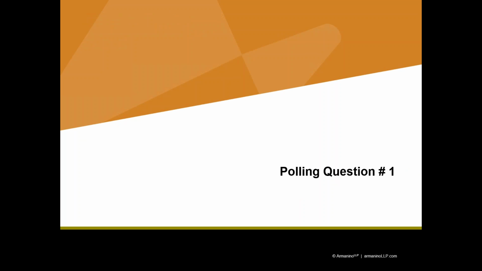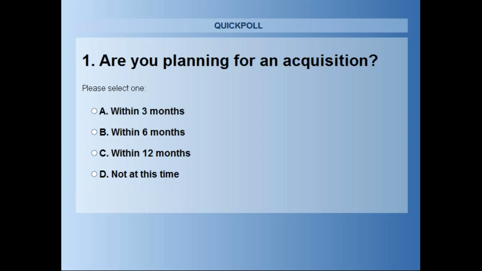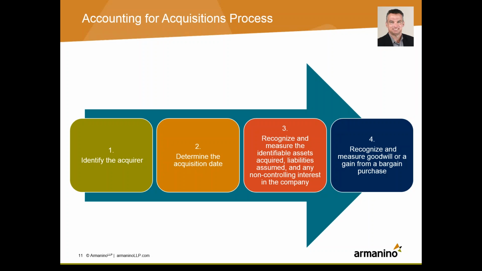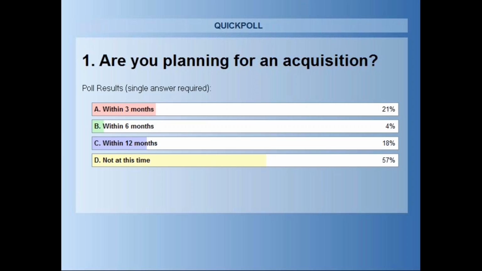And with that, we're going to make sure that you are all involved here and do a polling question to get started. The first question is: are you, or your company, planning for an acquisition within the next 3 months, 6 months, 12 months, or not at this time? As a reminder, we will provide you a link to the PowerPoint slides and a PDF of this presentation within 48 hours. It looks like the majority of our audience has voted, so we're going to close that poll. Approximately half of the audience is not yet planning, but we do have a good group that have been looking at acquisitions.